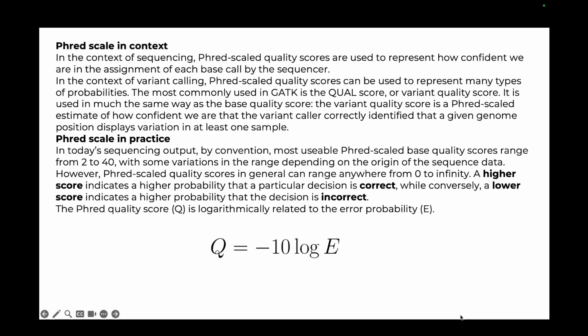Okay, moving on. The most commonly used in GATK is the QUAL score, or the variant quality score. It is used in much the same way as the base quality score, the Phred quality score that we saw for the base calling.